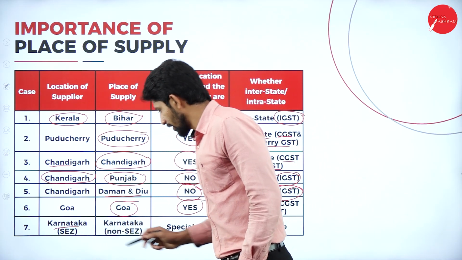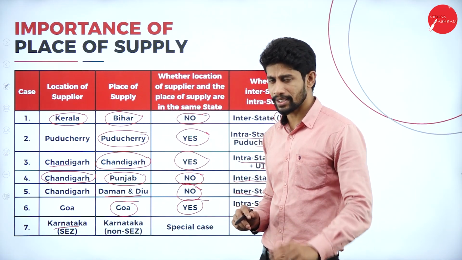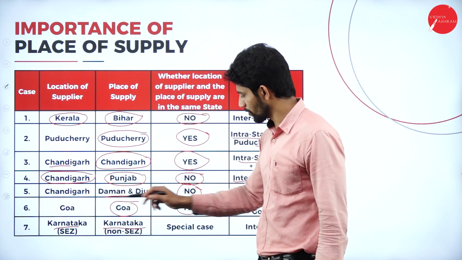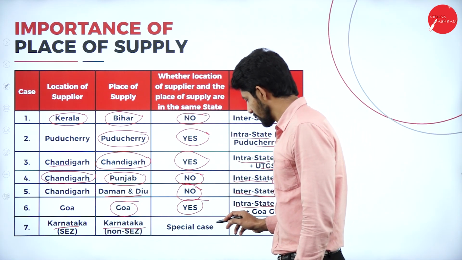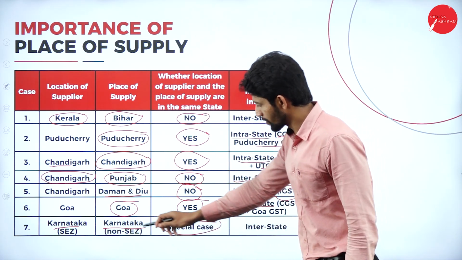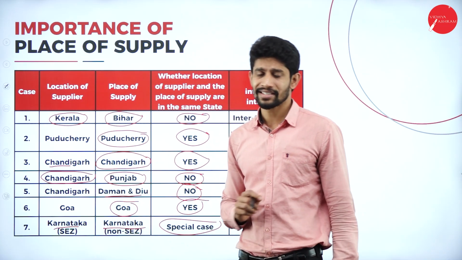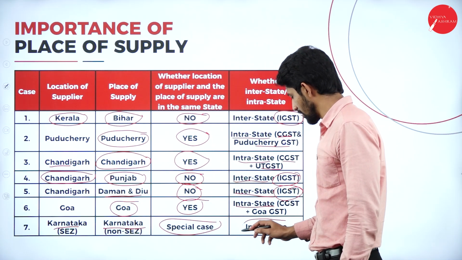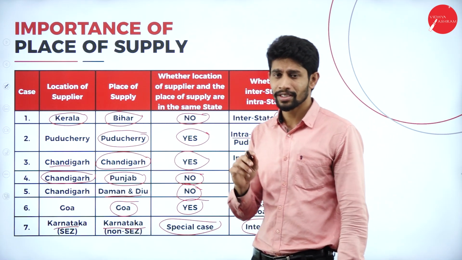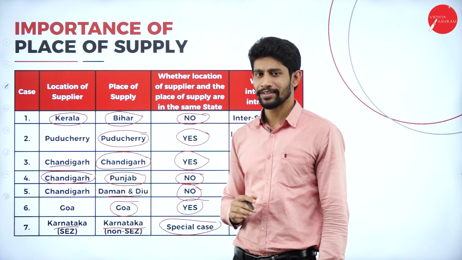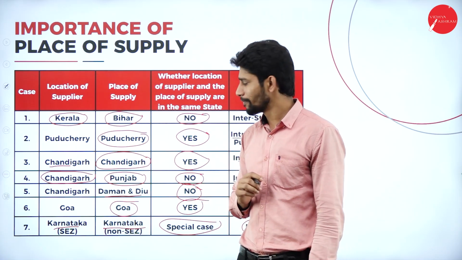Next, Karnataka. Okay, the supplier is in Karnataka and where is he supplying? Again to Karnataka only. Okay, it is a special case. Yes, both are in the same state, but he is supplying to an SEZ unit. It is an intrastate supply, but no tax is applicable because he is supplying to an SEZ unit, that is, a special economic zone unit.